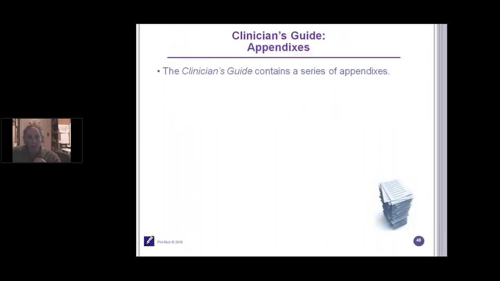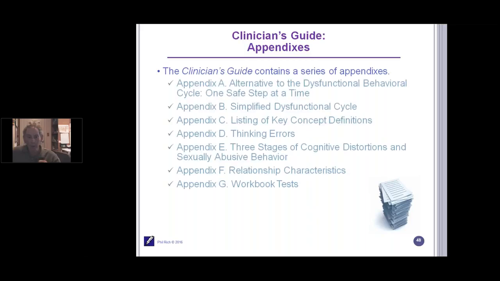There's a series of appendixes in the clinician's guide. Here's what they look like briefly. There's an alternative to the dysfunctional behavioral cycle. It's a one safe step at a time model that was designed for younger kids or kids who have greater intellectual challenges. Similarly, a simplified version of the dysfunctional behavioral cycle. Those key concepts that I described are all in a single appendix so that you can get them in one particular spot, and a list of all the thinking errors. Appendix E, 3 stages of thinking errors, so we go beyond simple models of thinking errors, to 3 stages of cognitive distortions.